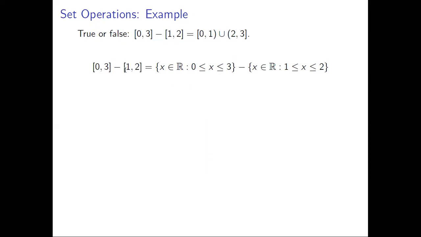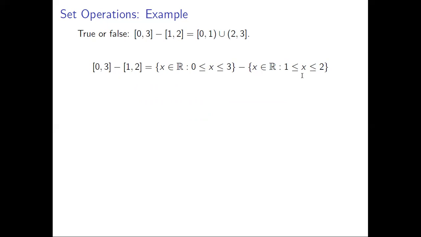And then we have to find the set difference with the interval of real numbers from 1 through 2. So this is the set of all x in R such that x is between 1 and 2 inclusive. Now we have to think about what the set difference is here. We have all real numbers between 0 and 3, but we have to exclude everything between 1 and 2.